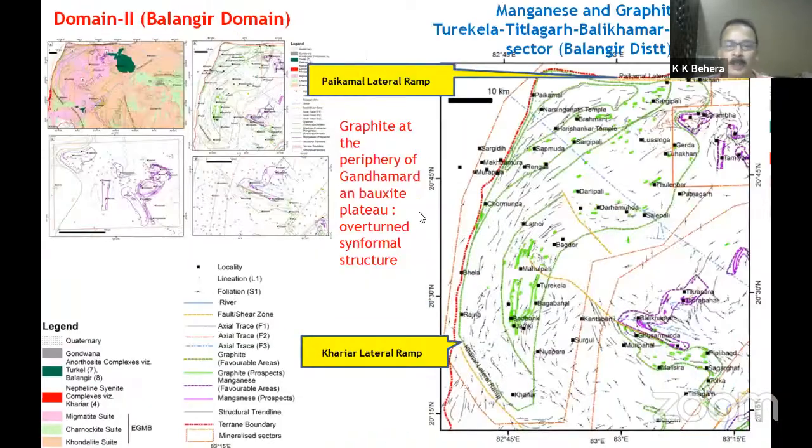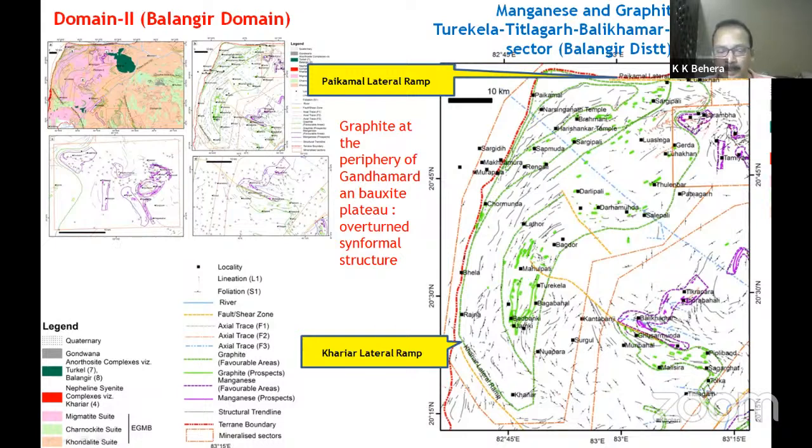And regarding domain 2, it's in fact Bargad, Atrada, Balikhamar, Laramba sector, Balangir district. This is the area. Here, if we see structural data also, it is showing an easterly plunging macroscopic fold. And an earlier fold also we are having here. In this part, if we see the Harrier lateral ramp, it's lying southwest of the area.